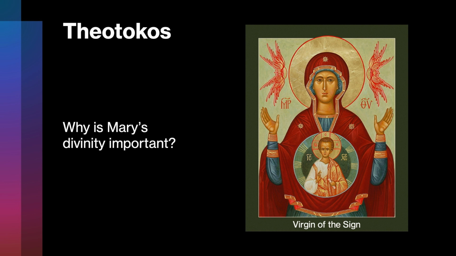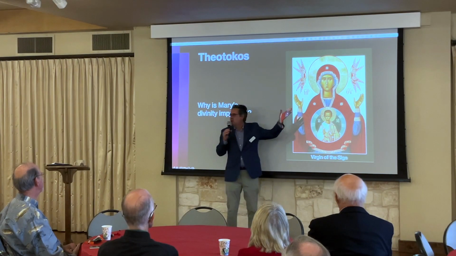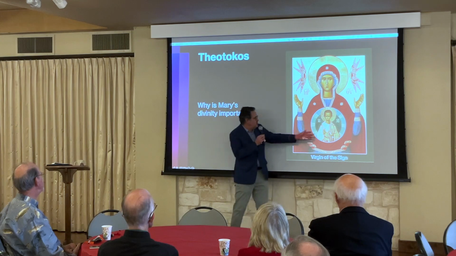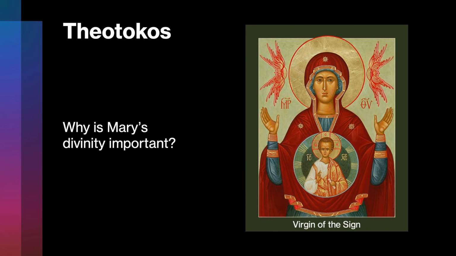If you notice, this is an icon of Mary, and you see Jesus fully formed in the womb. This is right after the Annunciation, where she's told that she's going to give birth. She has her hands up in submission, saying, "Here I am." And you notice Jesus is already giving the peace sign, so to speak, the Christian peace sign.